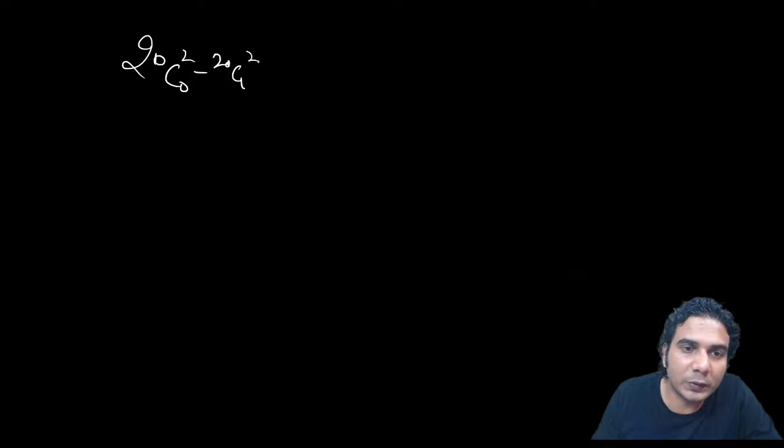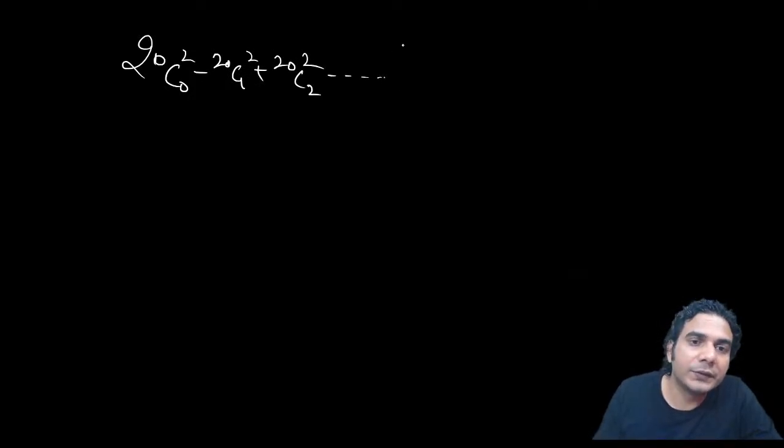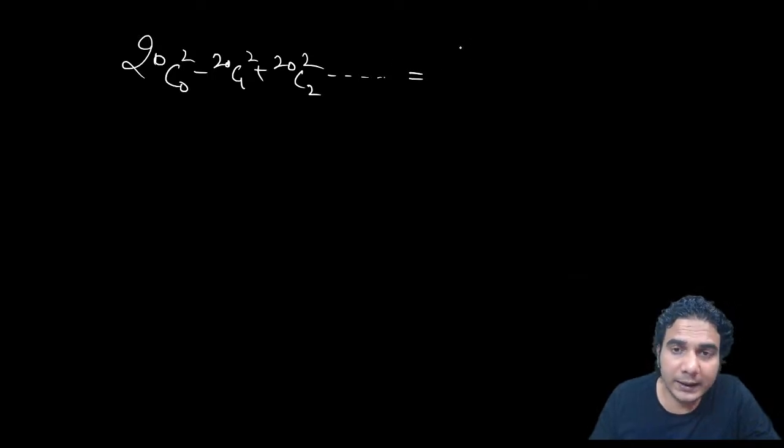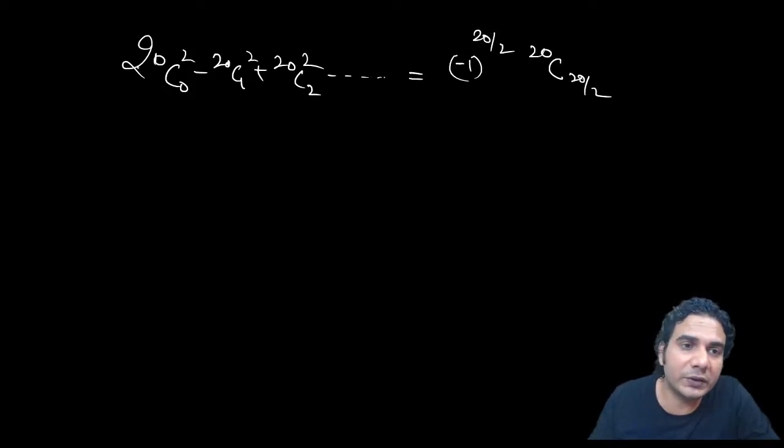See, if I ask you this, what is this answer? 20C0 square minus 20C1 square plus 20C2 square and so on. Okay, so you can apply that formula, and the answer of this is going to be, what was the answer? The answer was minus 1 raised to n by 2, nC(n by 2). So what is n? n is 20, so 20 by 2. All right, that was the answer. You can apply that when n is even. So yes, n is even. So this answer is going to be 20C10.